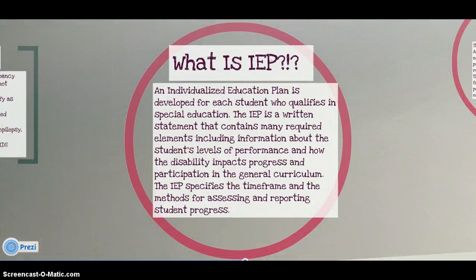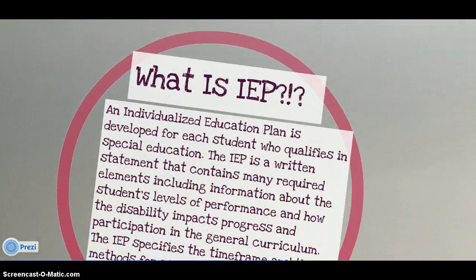What is an IEP? An IEP, an Individualized Education Plan, is developed for each student who qualifies in special education. The IEP is a written statement that contains many required elements, including information about the student's levels of performance and how the disability impacts progress and participation in the general curriculum. The IEP specifies the time frame and the methods for assessing and reporting student progress.